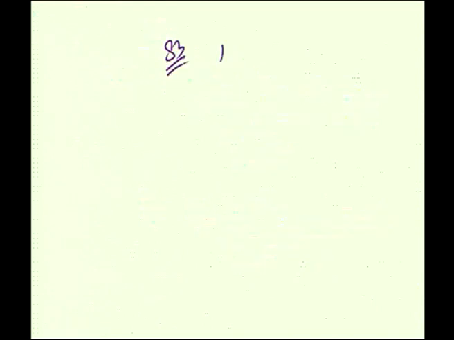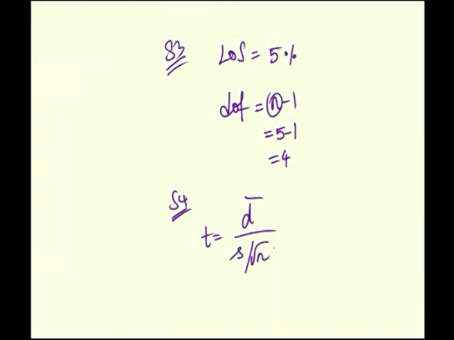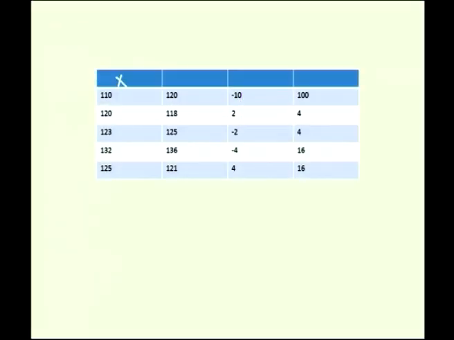Then the next step is the level of significance part. Level of significance is 5% and degrees of freedom is n minus 1. N is the number of observations, 5 sets of observations are given, therefore 5 minus 1 is equal to 4. Step 4 is the t value, t is equal to d bar divided by s by root n. So, all this information is required. For that, this tabular column will help you. This is x values, this is y, this is x minus y, d is equal to x minus y, and this is d square, where d square is x minus y whole square.